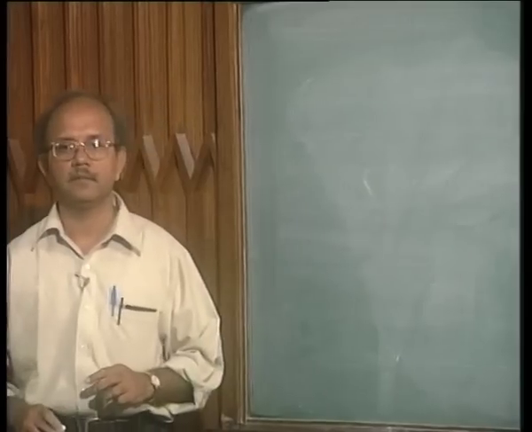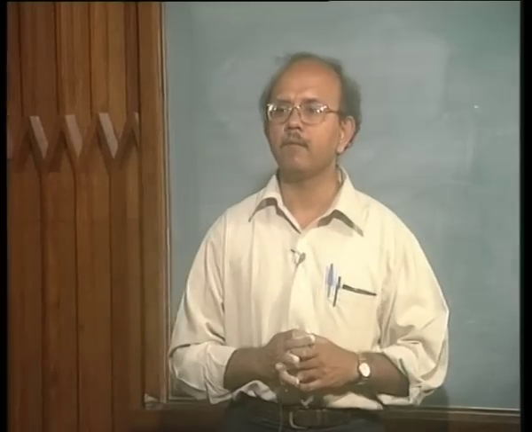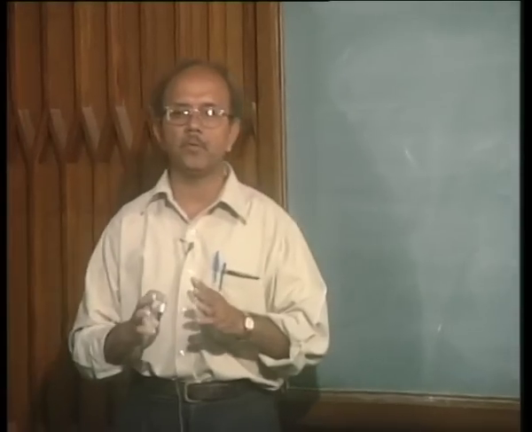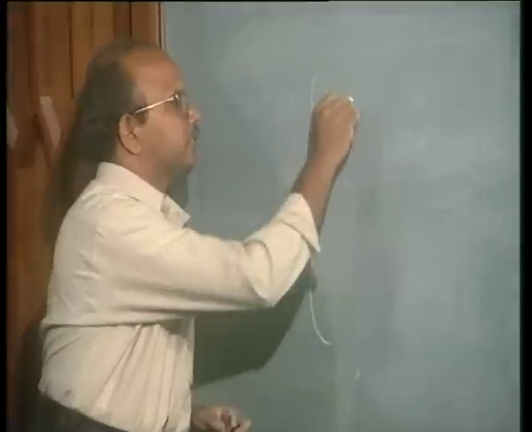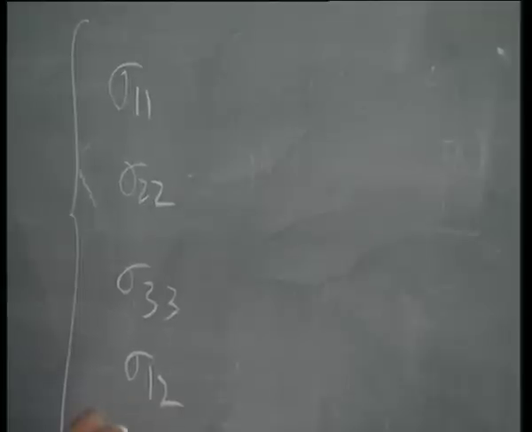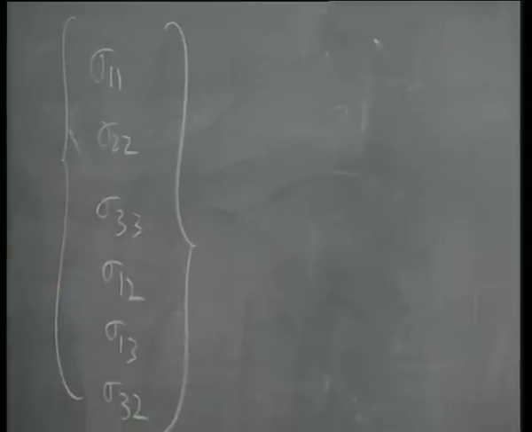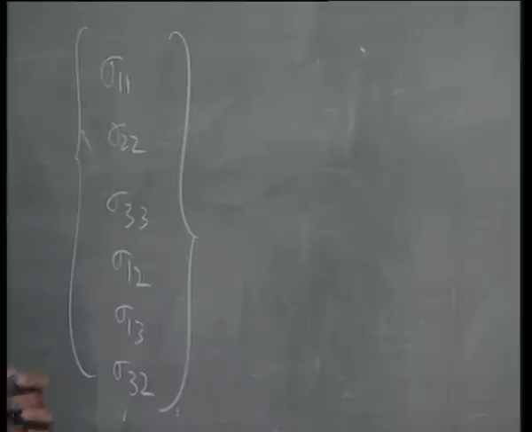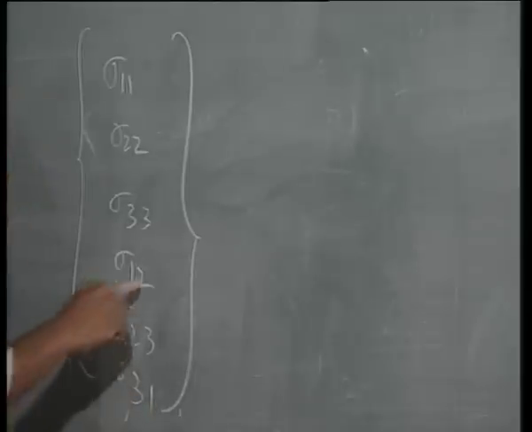Yeah, right. So let us now put them in a matrix form to understand the relationship between sigma and epsilon. On one hand, let me write this as sigma 1 1, sigma 2 2, sigma 3 3, 1 2, 1 3 and 3 2. Or sometimes you write it, just to maintain consistency, as 1 2, 2 3 and 3 1.